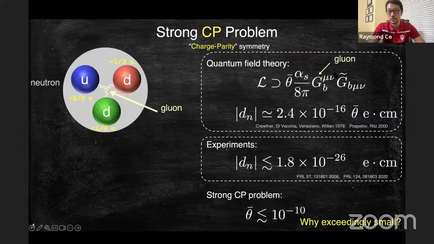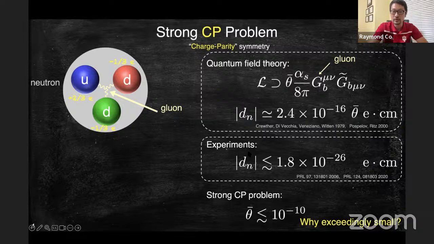This G represents the gluon, and there is a dimensionless parameter theta bar. We don't know what it is in the theory, but we expect it to be order one because it's dimensionless and there's no reason for this term to vanish, since it obeys all symmetries of nature. If you use this term to calculate the electric dipole moment of the neutron, we find it to be of order 10 to the negative 16 times theta bar e centimeter.